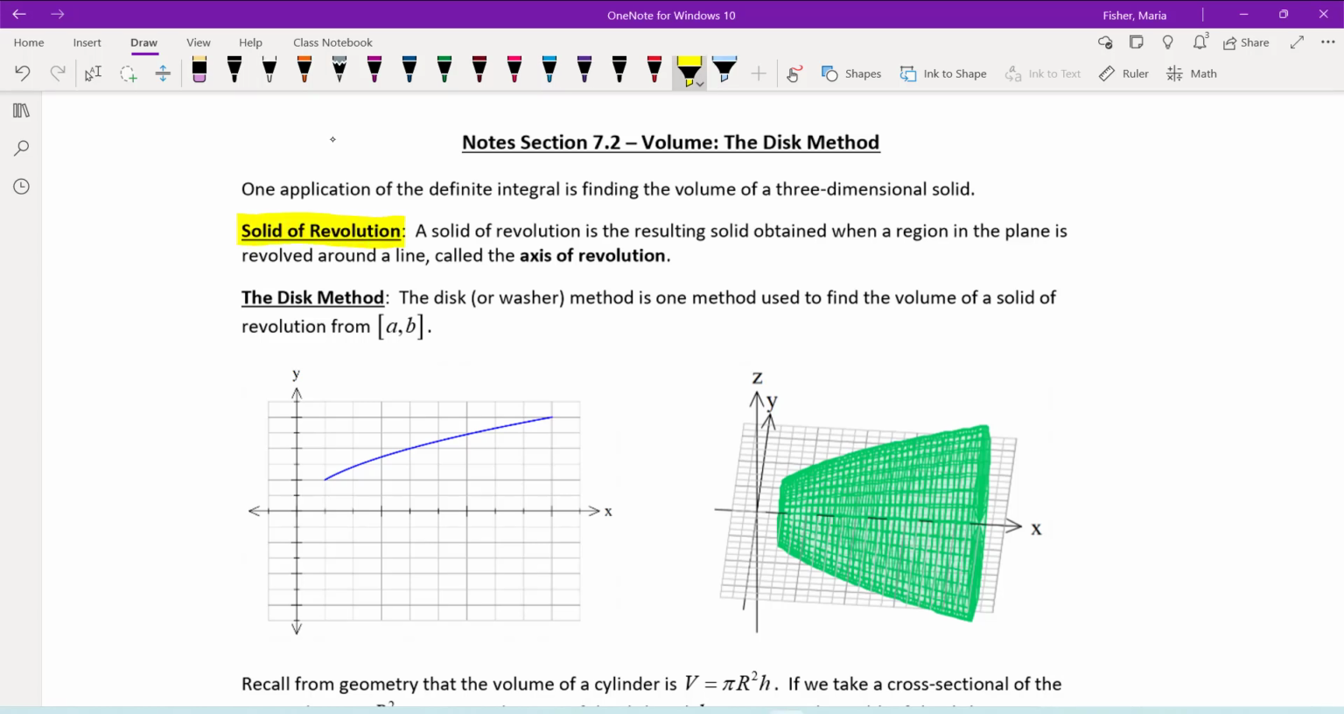A solid of revolution is the resulting solid obtained when you take a region in the plane and you rotate it about some line, and we're going to call that line the axis of revolution.